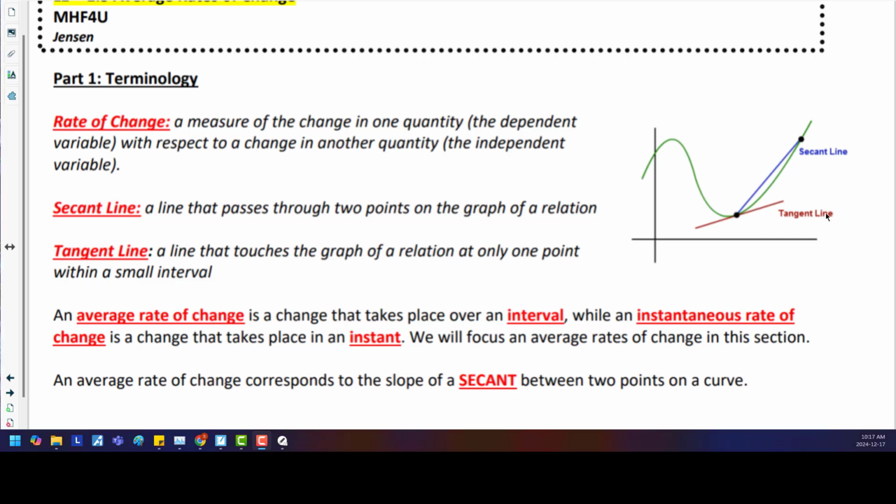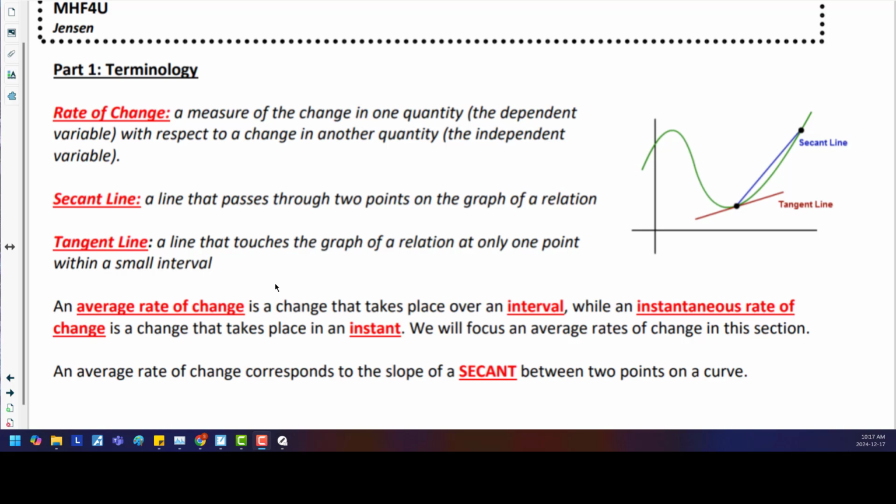That's called being tangent. An average rate of change is a change that takes place over an interval, while an instantaneous rate of change is a change that takes place in an instant. We will focus on average rates of change in this section. An average rate of change corresponds to the slope of a secant between 2 points on a curve. So we're basically going to find the slope of secant lines.